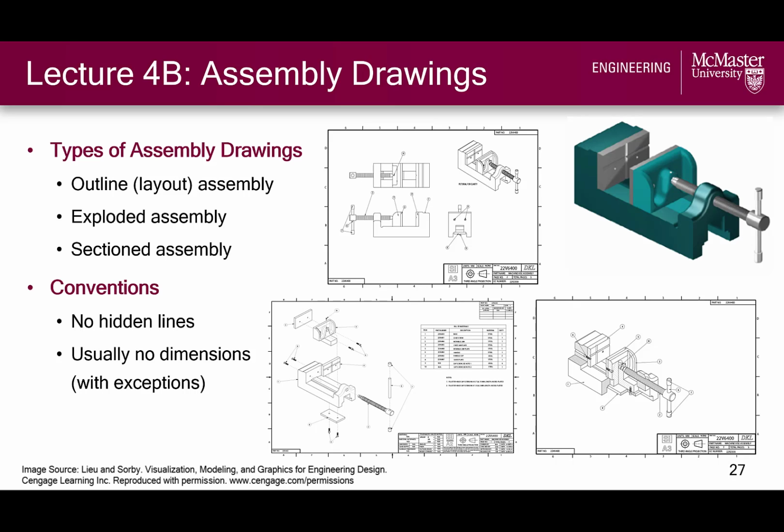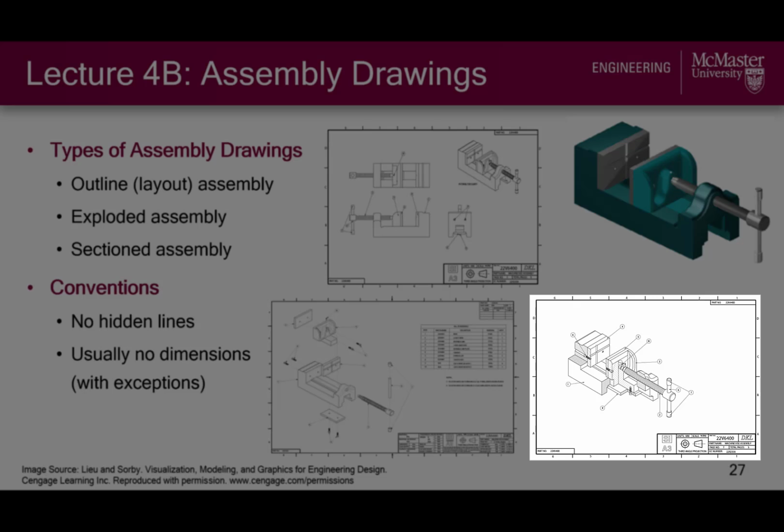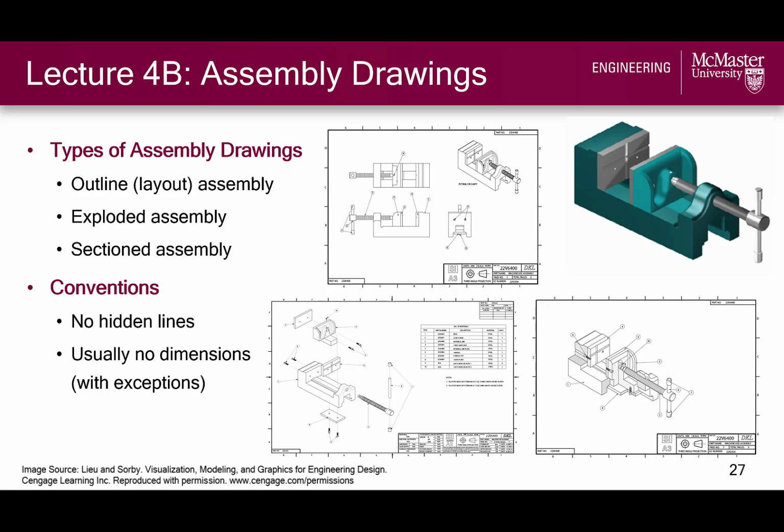The third type of assembly drawing is the sectioned assembly drawing, which shows the device in its final assembled configuration, but with sectioning to reveal hidden components, which also helps us understand how parts fit together as well. And with all of these assemblies, recall the conventions are to omit hidden lines and dimensions, since this is the type of information that is already provided in individual part drawings.